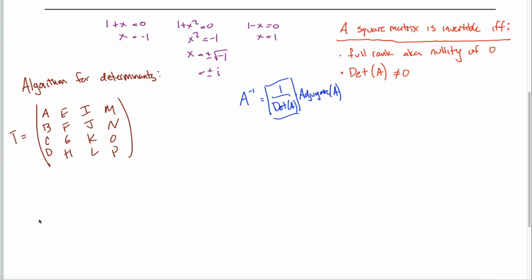I take the first entry in this column, A, and I multiply that by the determinant of the matrix that I would get if I ignored all the entries in column 1 and row 1. Looks like that would be the matrix FGH, JKL, and OP. I've taken care of the first entry.